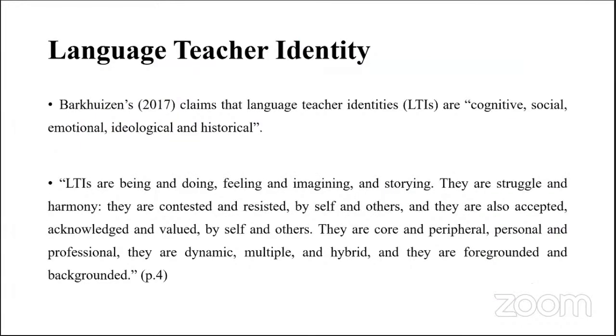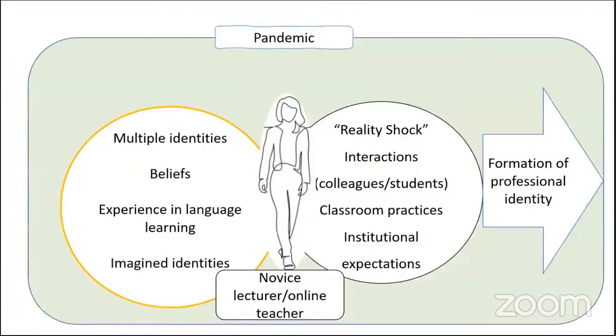Barkhuizen, who specifically focuses on language teacher identity, states that language teacher identities are being and doing, feeling and imagining, and storying. They are struggle and harmony. They are contested and resisted by self and others. They are also accepted, acknowledged, and valued by self and others. They are core and peripheral, personal and professional. They are dynamic, multiple, and hybrid, and they are foregrounded and backgrounded.